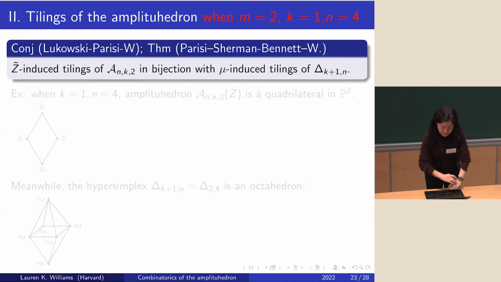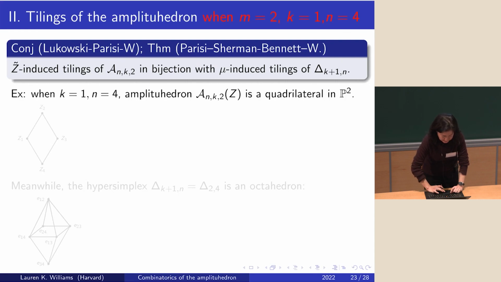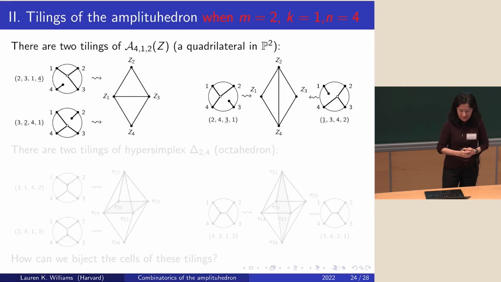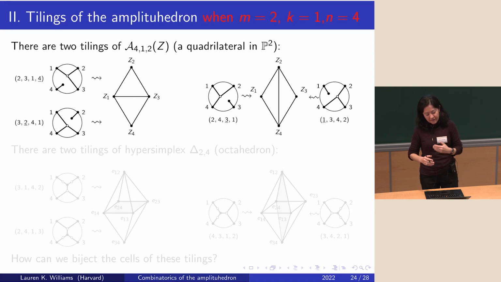Okay, so let's just take the tiny example where m is 2, k is 1, and n is 4. In this case, when k is 1 and m equals 2, our amplituhedron was just a polygon. And so for n is 4, we just get a quadrilateral. And then on the other hand, our hypersimplex, in this k is 1, n is 4 example, is just an octahedron. Okay, so there are two tilings of the amplituhedron, and they will be exactly the two triangulations of a quadrilateral.